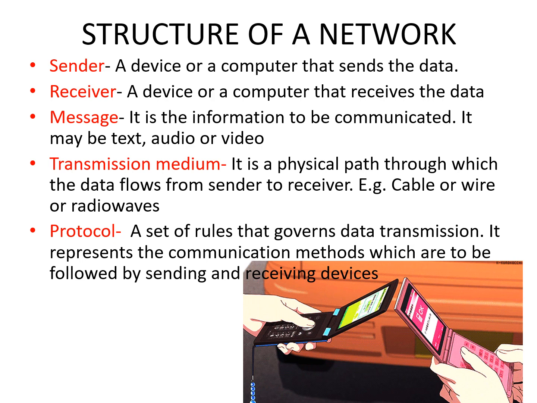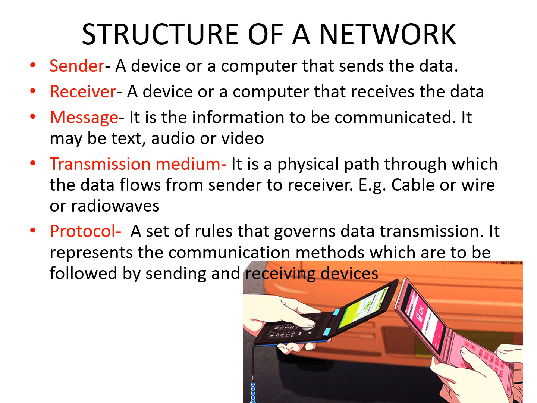Now network consists of a sender. It is a device or a computer that sends the data like text or calling your friend. Receiver, a device or a computer that receives the data. Say when you're texting your friend, you are sending a text and your friend will receive, that is send and receive. Message, it is the information to be communicated. It may be a text, audio or video.